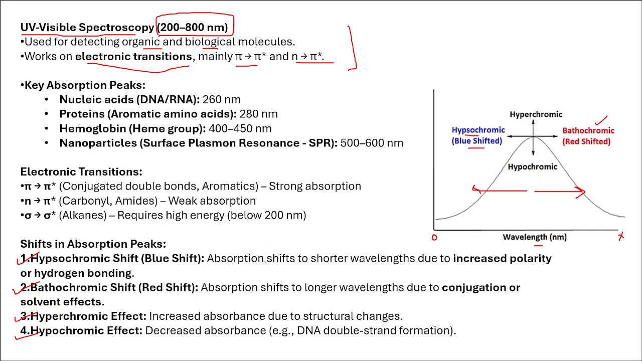Absorption shifts to shorter wavelength due to increased polarity; we call it hypsochromic shift or blue shift. Absorption shifts to longer wavelength due to conjugation or solvent effects; we call it red shift. Now, what is hyperchromic or hypochromic? Usually, when we are looking at absorption spectra, on the y-axis we have absorbance. So whenever there is an increase in absorbance intensity, we call it hyperchromic, and whenever there is a decrease in absorbance, we call it hypochromic.